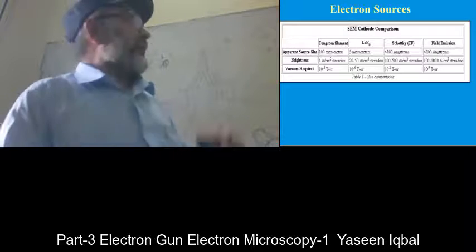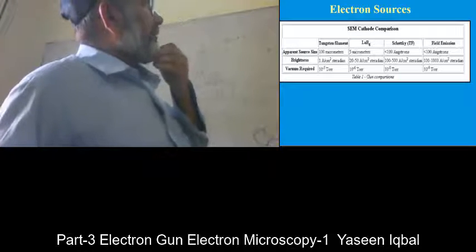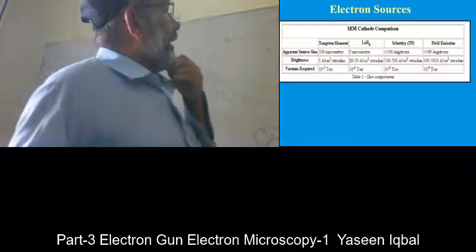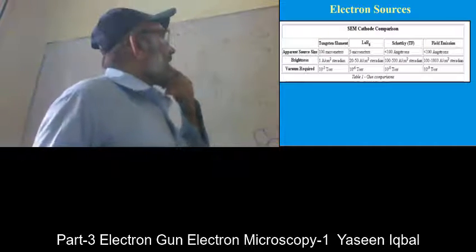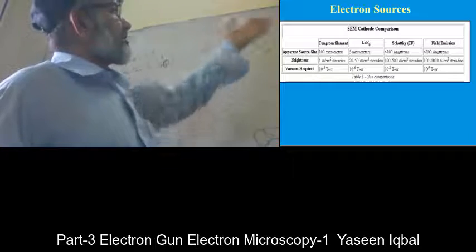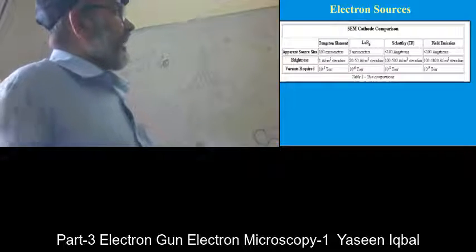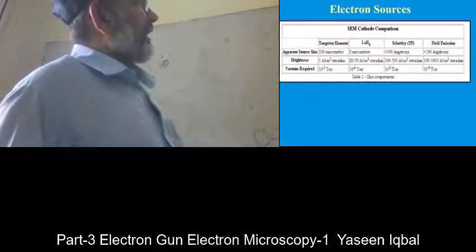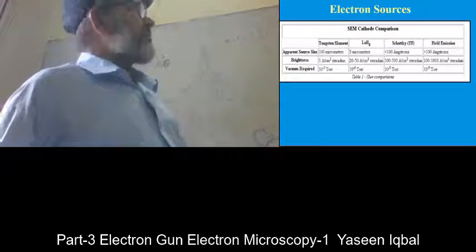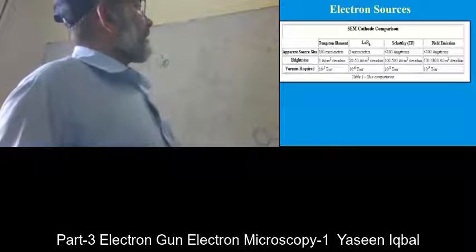Here, the SEM cathode: tungsten, LaB6, Schottky and field emission. And here you can see that the tungsten filament apparent source size is 100 micrometer and LaB6 is 5 micrometer and the Schottky is 100 angstrom, and the same, less than 100 angstrom, is for the case of field emission gun.